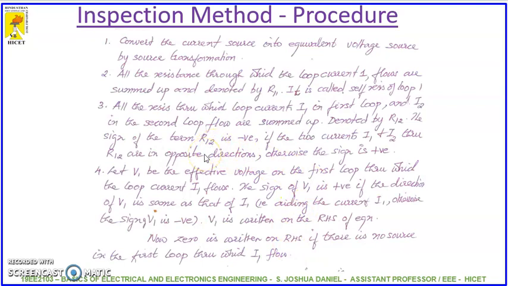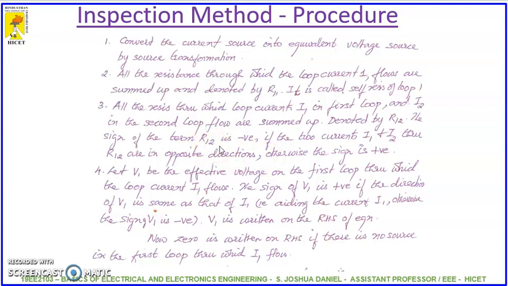So when we solve using the inspection method, we need to follow some rules. The first step is to convert the current source into an equivalent voltage source, as we saw in source transformation. Next, we need to see how many loops there are, and the total resistors in that particular loop are added, and it is denoted as R11. If there is any common resistor between any two loops, it is denoted as R12.